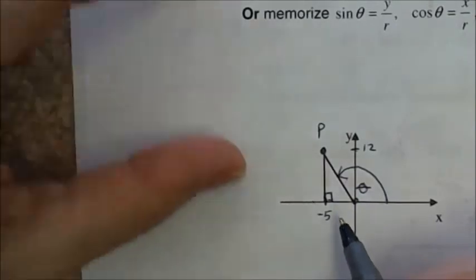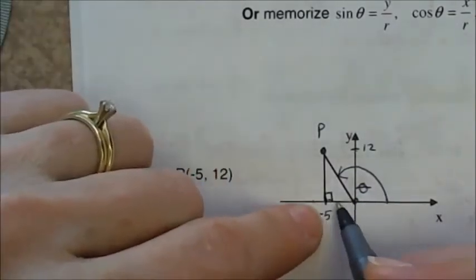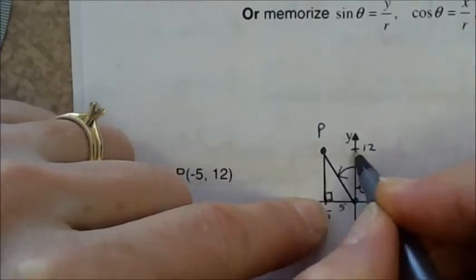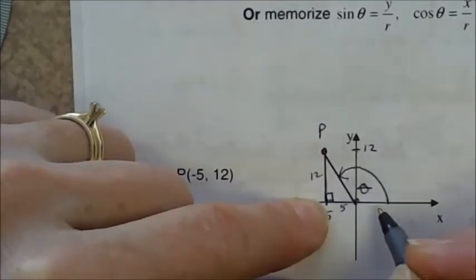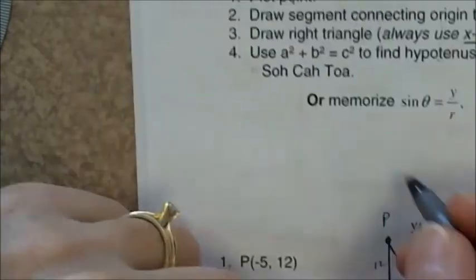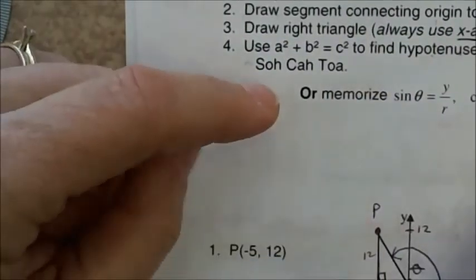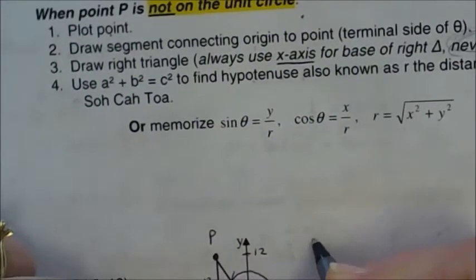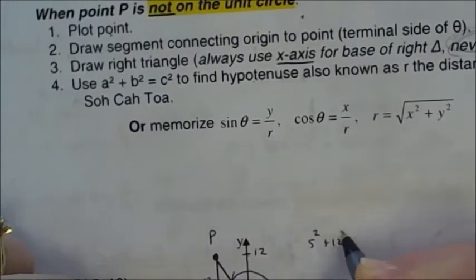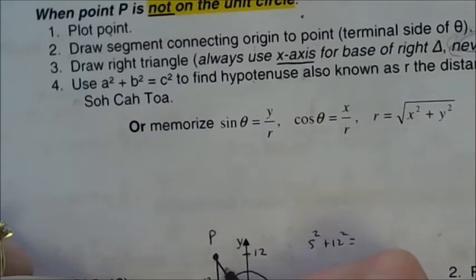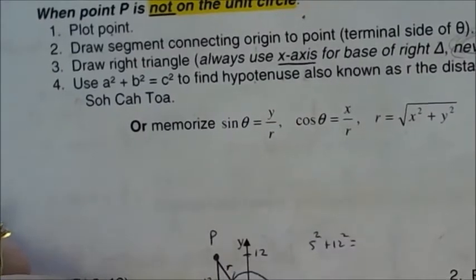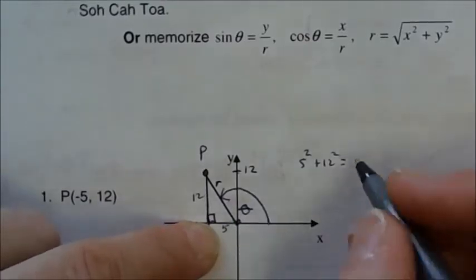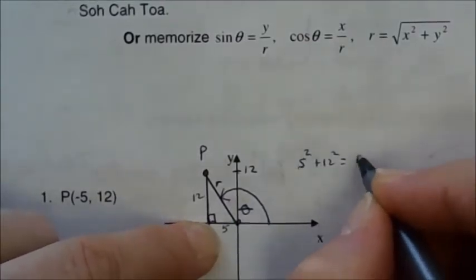Now, this right triangle, we know two of the sides. This base is 5 because we went back 5. This height right here is 12 because we went up 12. And now to find the hypotenuse, step 4, we're going to use a squared plus b squared equals c squared for this little right triangle. So we're going to use 5 squared plus 12 squared equals, and let's call this r instead of c. R is like the radius of a circle, maybe. So 5 squared plus 12 squared is r squared.